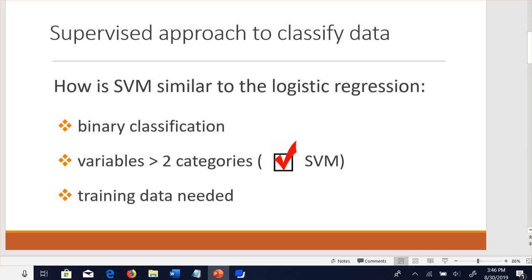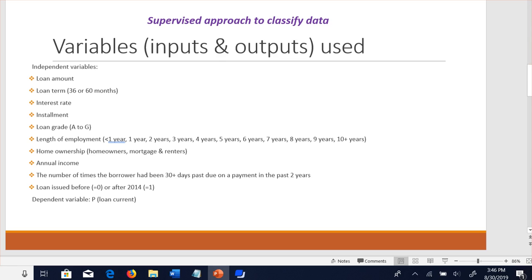These two techniques are supervised approaches to classify data because we often separate our data into a training component and a testing component. We use the training component to model our data, and we use the testing component to assess the performance of our training component. Both are supervised because we pre-specify the independent and dependent variables to be used in our analysis.